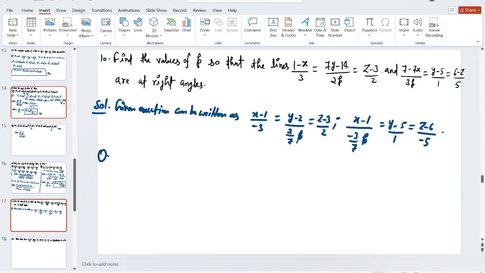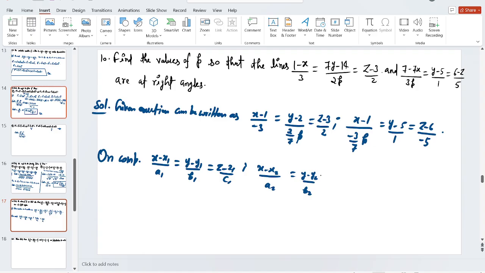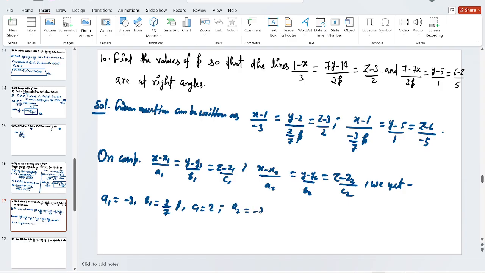On comparing with x minus x1 by a1, y minus y1 by b1, z minus z1 by c1, and x minus x2 by a2, y minus y2 by b2, z minus z2 by c2, we get a1 equal to minus 3, and b1 equal to 2 by 7 of p, and c1 equal to 2. a2 equal to minus 3 by 7 of p, b2 is equal to 1, and c2 is equal to minus 5.